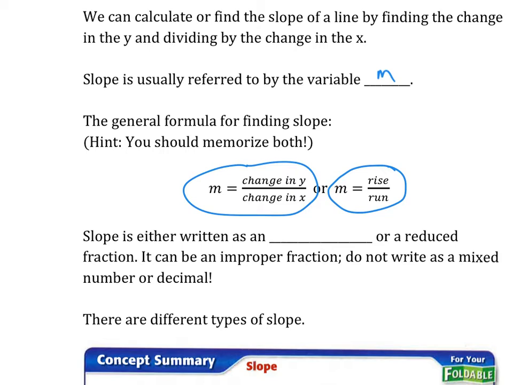Slope is always going to be written as an integer or a reduced fraction. This can be an improper fraction, but we are never going to write slope as a mixed number or as a decimal. You will rarely ever see that, and especially not a mixed number, because that would change it, or a non-terminating decimal. So just to be safe, we're always just going to write it as an integer or as a reduced fraction. Could be an improper fraction.